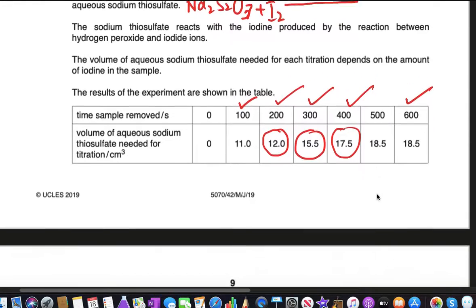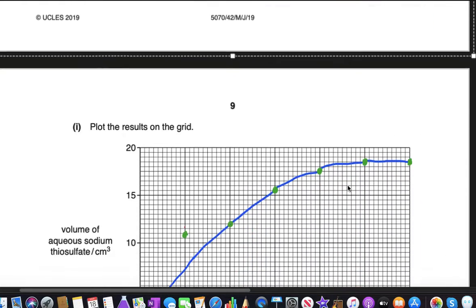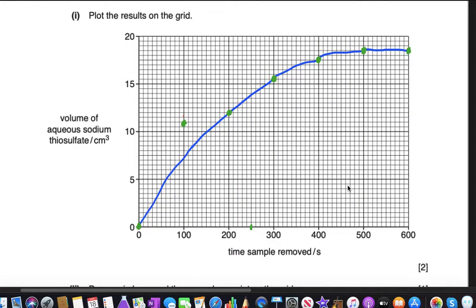In the next part, we have to draw a graph by plotting these values. After 100 seconds, 11 cm cube, and after 200 seconds, 12 cm cube. After 300 seconds, 15.5. After 400 seconds, 17.5. After 500 seconds, 18.5, and after 600 seconds, 18.5, the reaction stops.